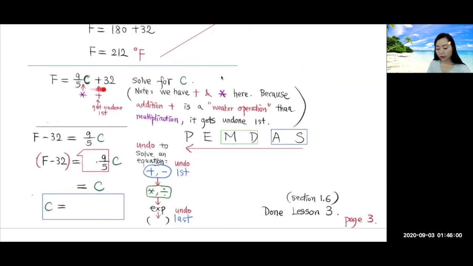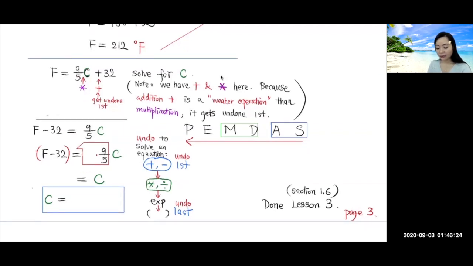Now, this formula over here, suppose we want to solve for C. So that way, if I can solve for C, I can convert Fahrenheit into Celsius, right? So how can I solve for C here in this formula? How can I isolate this C here all by itself? Okay. Now remember, when we solve an equation, we need to undo those operations in order to get the variable isolated. So to isolate the C, we need to undo multiplication and addition.